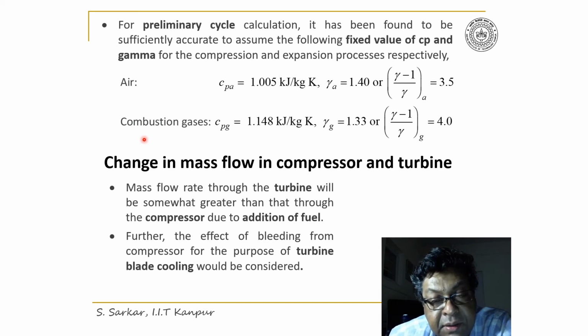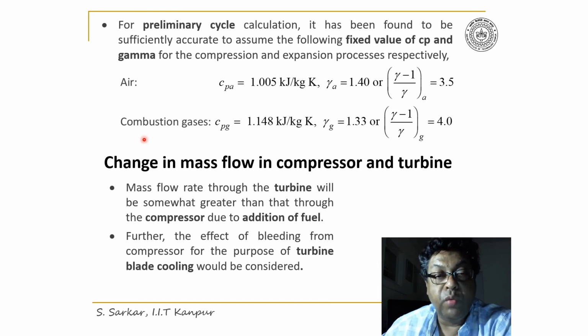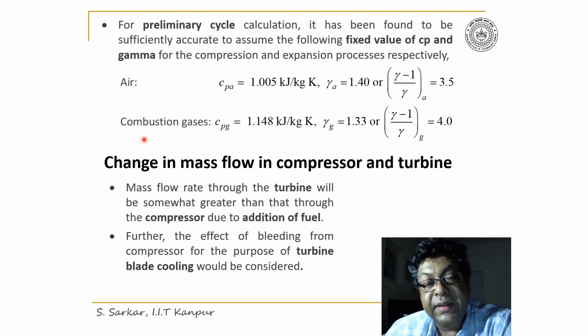combustor side, particularly after combustion while calculating the turbine work output, CpG can be considered as 1.148 kilojoule per kg per K, and thus gamma G as 1.33, and thus the ratio of (gamma minus 1) by gamma as 4.0.